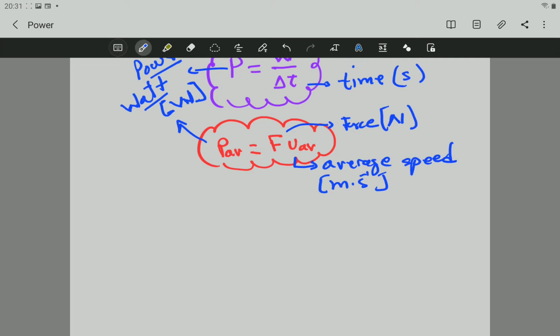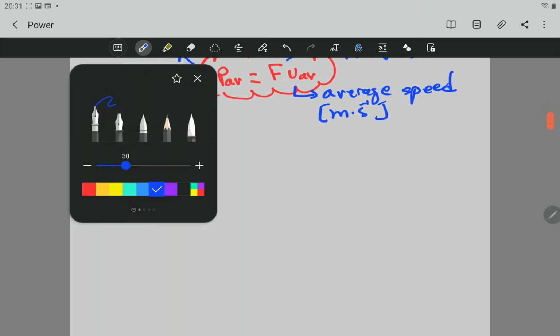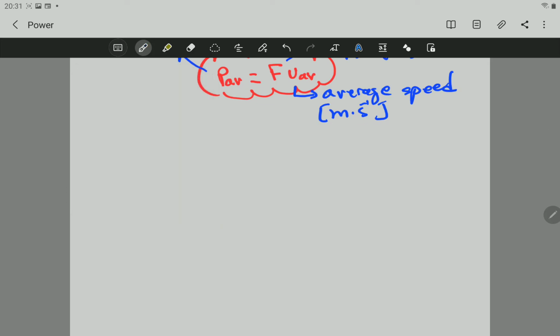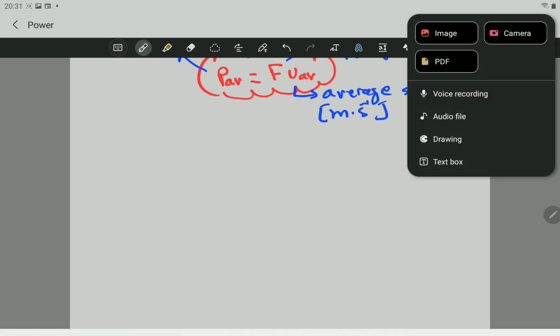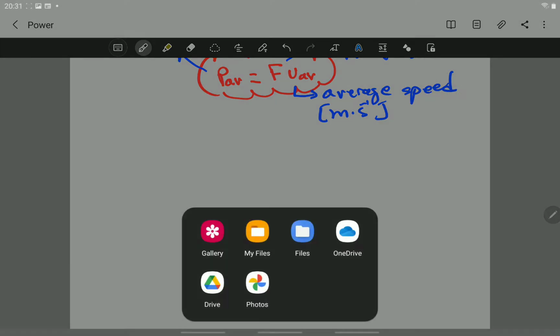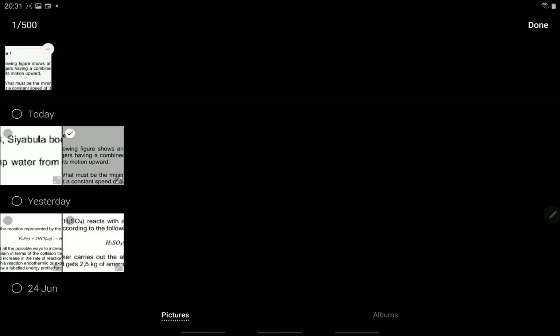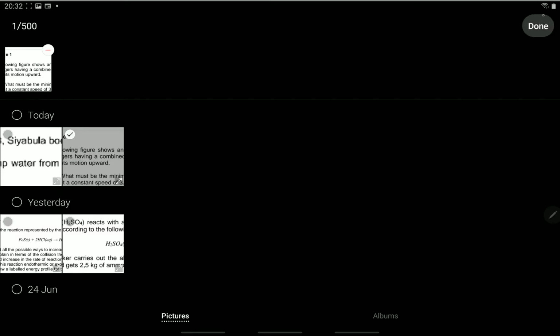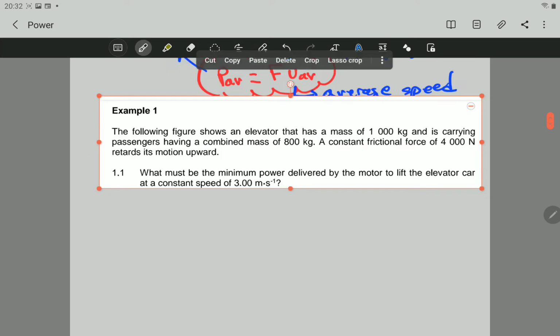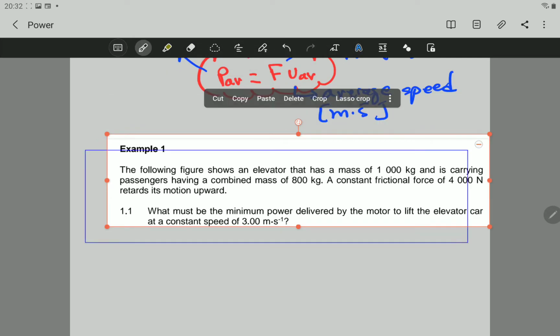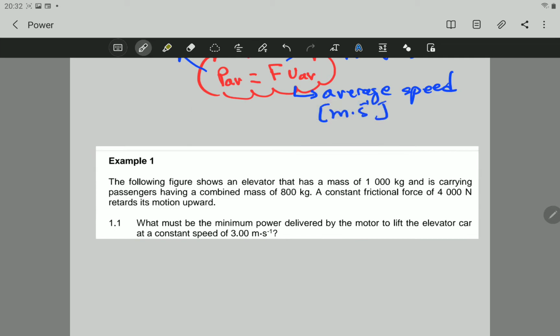Okay, so we are going to be looking at one example in which we will learn how to apply one of these formulas. Let's look for the example here. There is the example. Move it here. So we're going to be looking at this example.